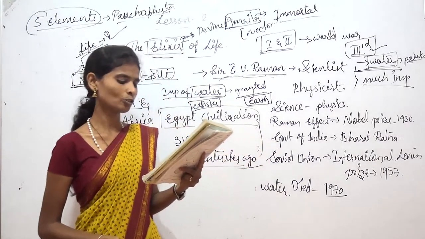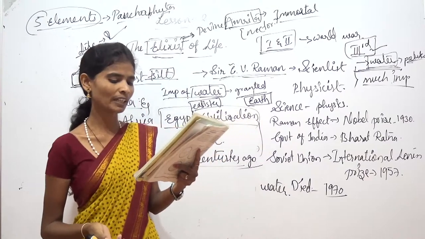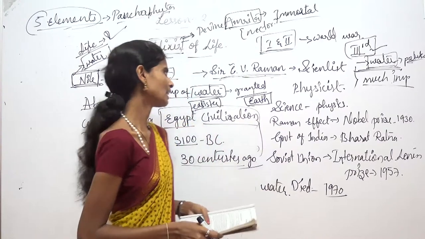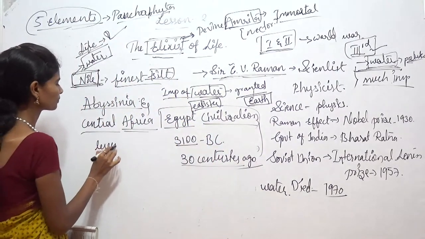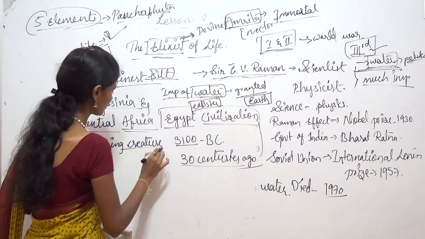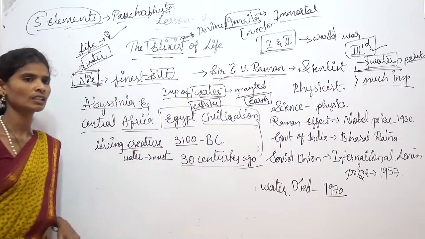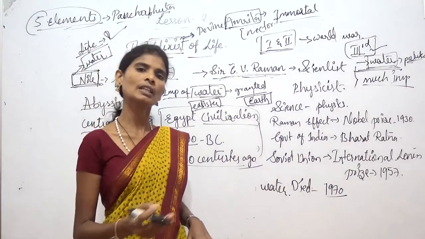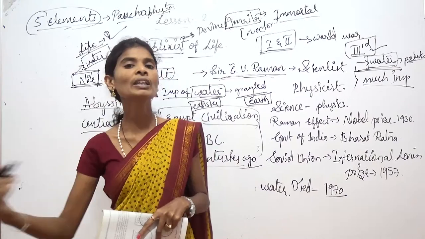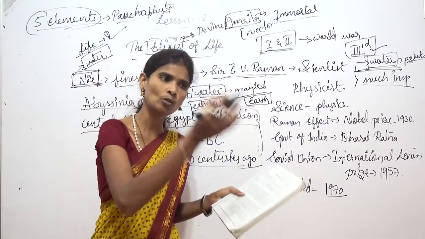It has played a role of vast significance in shaping the course of the Earth's history and continues to play the leading role in the drama of life on the surface of our planet. That means for every living creature, water is a must. If a small insect wanted to survive, then it needs water. If a small plant wanted to survive, it needs water. If a human being wanted to survive, then he also requires water. If an animal wanted to survive, then it also requires water.